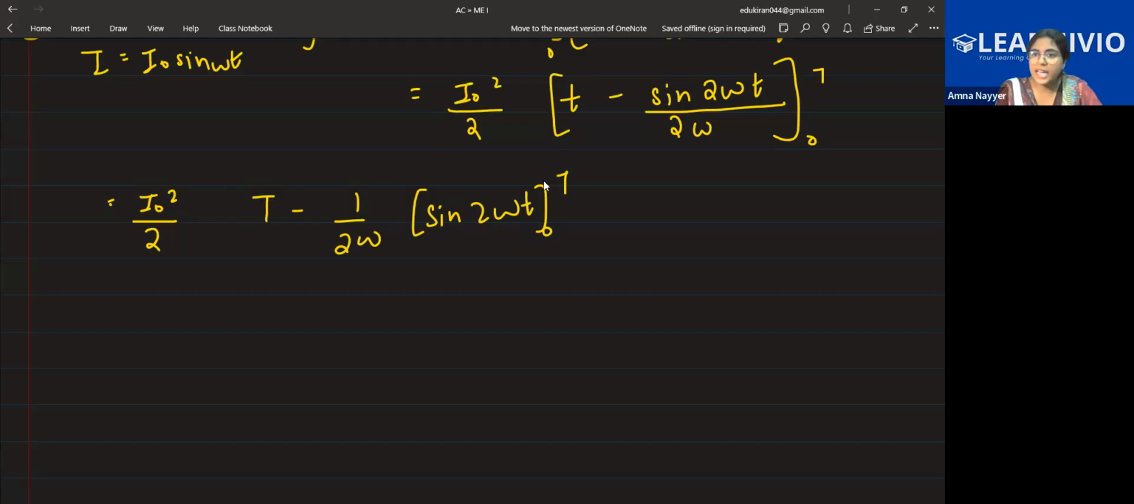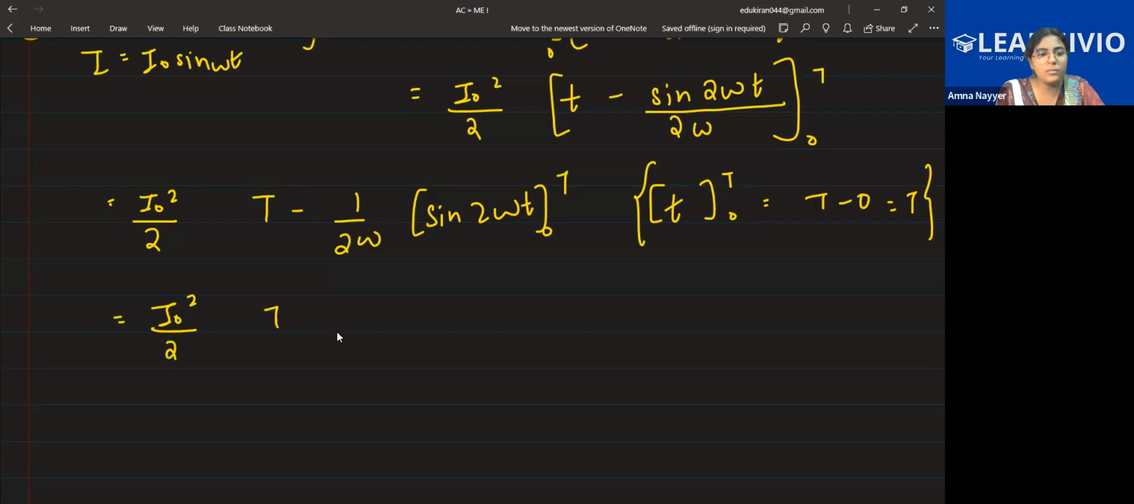Why did I write t? Because when you integrate t from 0 to t, you get t minus 0, which is equal to t. That's why I've written this. Now this is left. I didn't integrate at this step. So what do I have now? I naught square by 2, t minus 1 by 2 omega is already here.